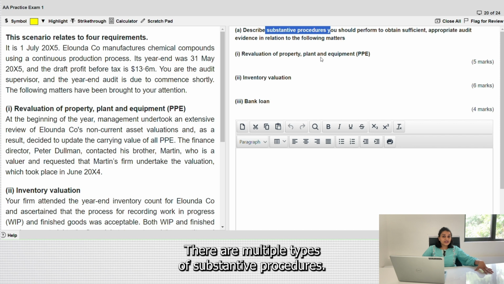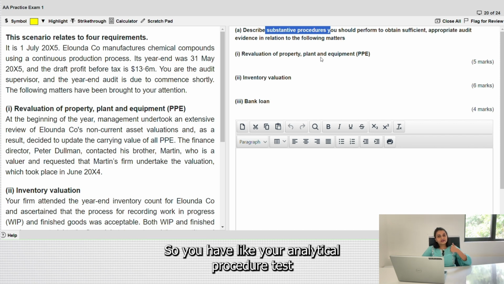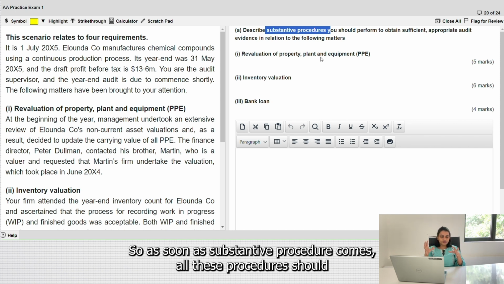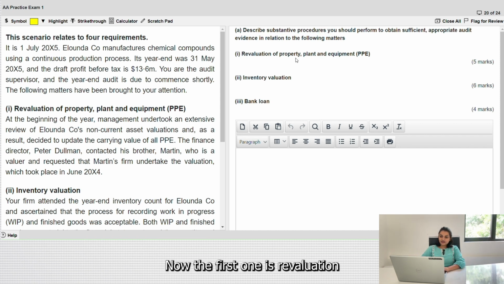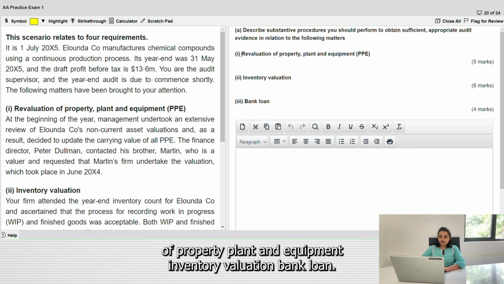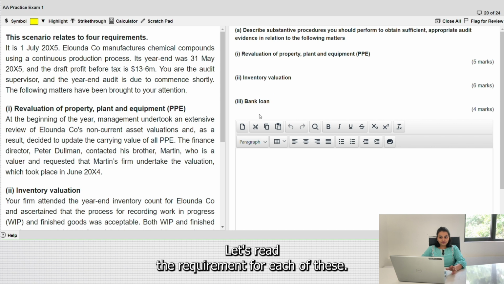There are multiple types of substantive procedures. So you have your analytical procedures, tests of details, physical verification, and external confirmation. So as soon as substantive procedures come up, all these procedures should pop into your head. Now the first one is revaluation of property, plant and equipment, then inventory valuation, and bank loan. Let's read the requirement for each of these and then let's answer it.